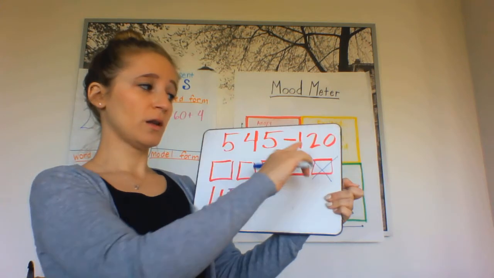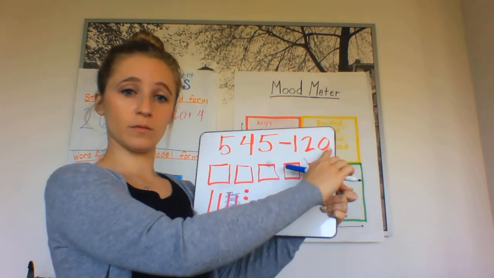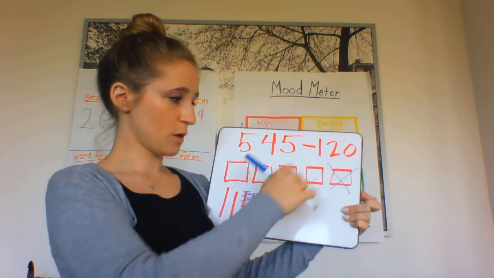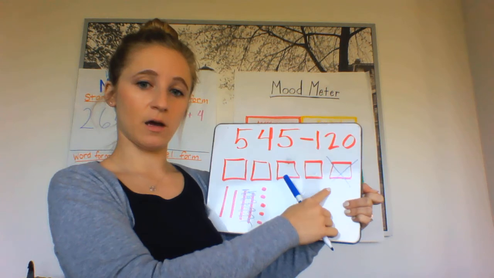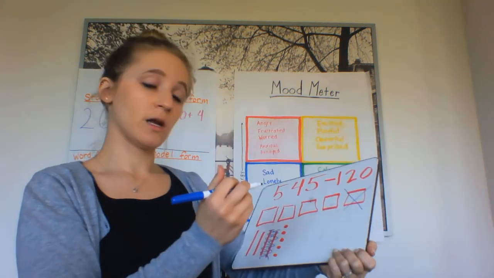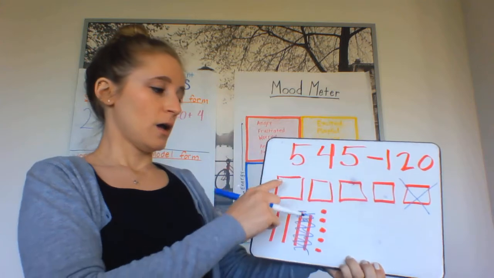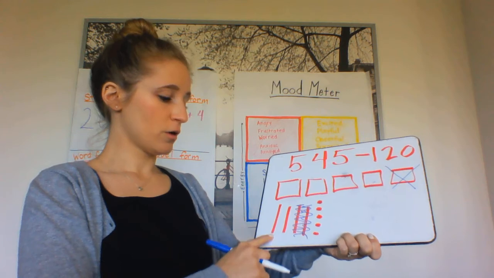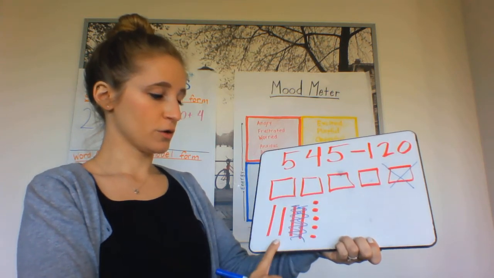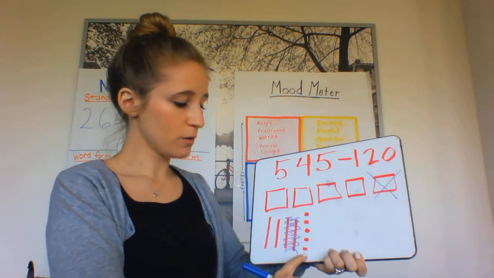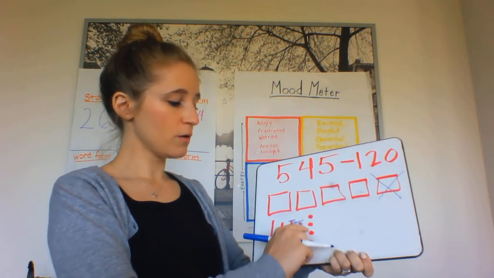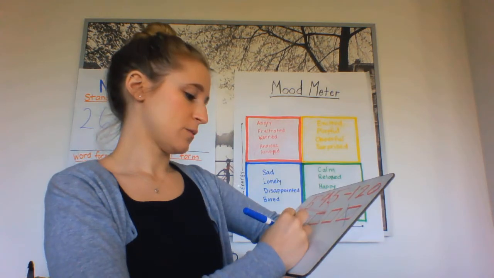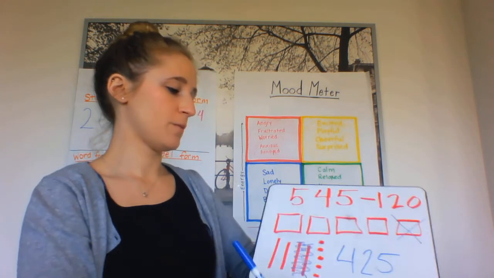Okay, now I've looked at my ones place, nothing to subtract there. I'm looking at my tens place, I did that. I'm looking at my hundreds place, and I did that. So I am going to go ahead and count my numbers. I have 100, 200, 300, 400, 410, 420, 421, 422, 423, 424, 425. That means my new answer is 425.